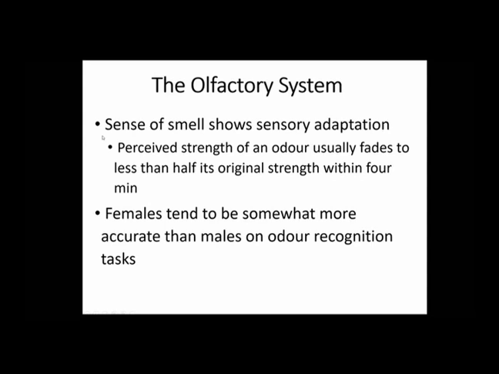So our sense of smell shows a uniquely powerful version of sensory adaptation. We talked about sensory adaptation at the beginning as something that's general and can apply to all of our different senses. Our sense of smell shows a really strong version of that, which is why I used it as the example explaining sensory adaptation. Our perceived strength of an odor will usually fade to less than half its original strength within only 4 minutes. So this happens really, really quickly.